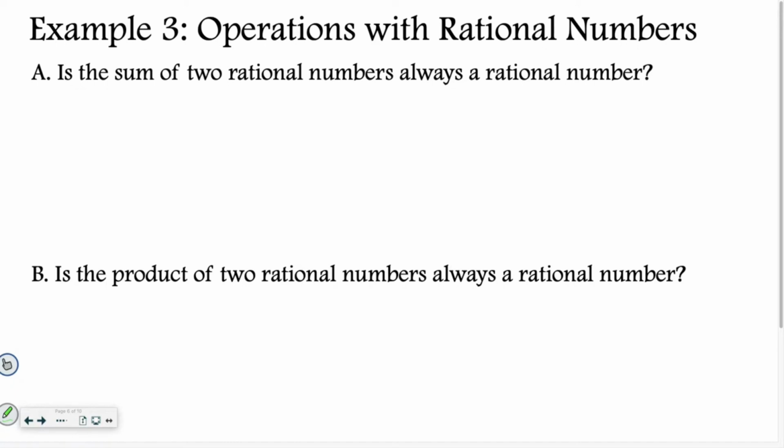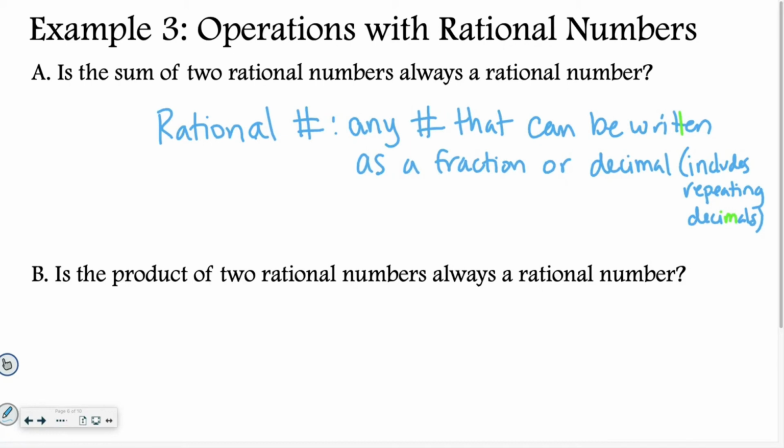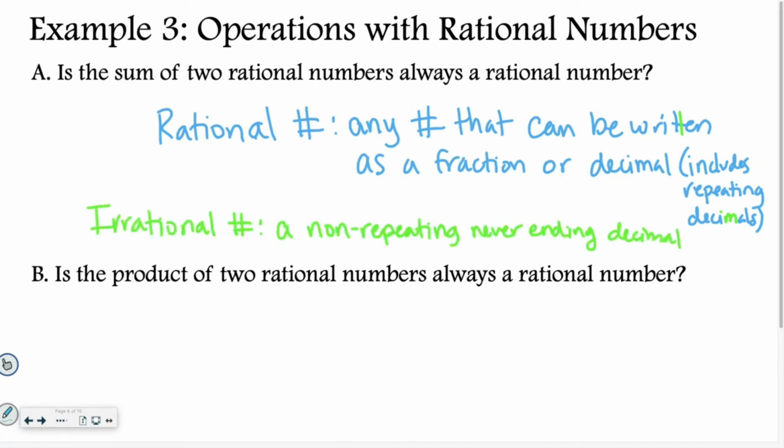All right, example 3, operations with rational numbers. So let's quickly review. A rational number is any number that can be written as a fraction or decimal. And this includes repeating decimals. Irrational means that a number is non-repeating and never ending.